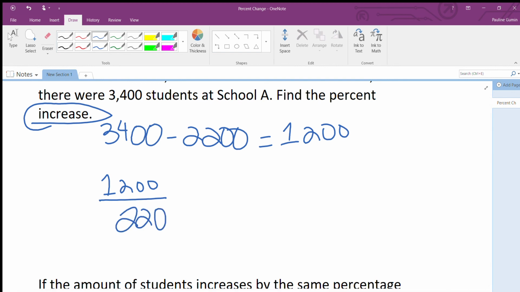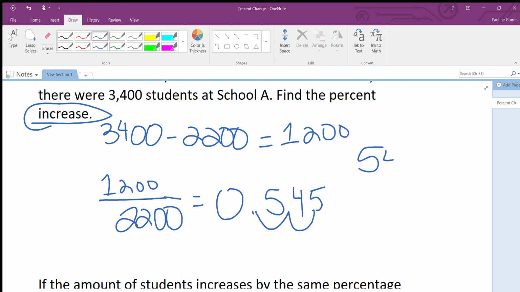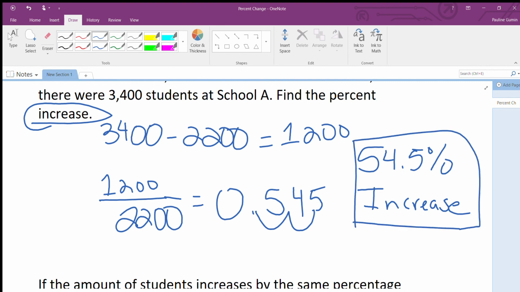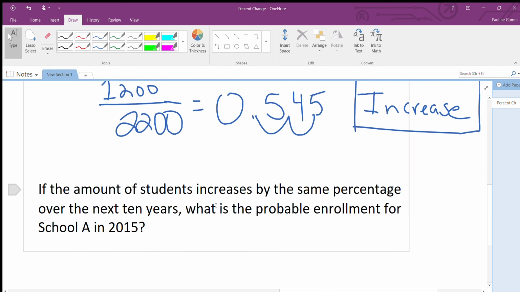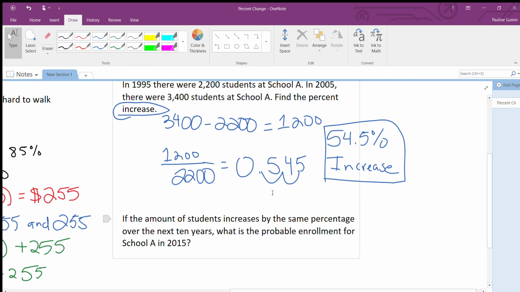So we started off in 1995 with 2,200. Now we get 0.545. All right, so let's move the decimal over twice. 54.5% increase. Cool. All right, not too bad. Let's move on to the second portion. If the amount of students increases by the same percentage over the next 10 years, what is the probable enrollment in school A for school A in 2015?